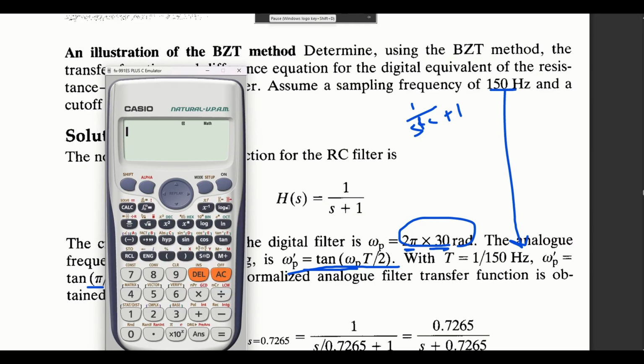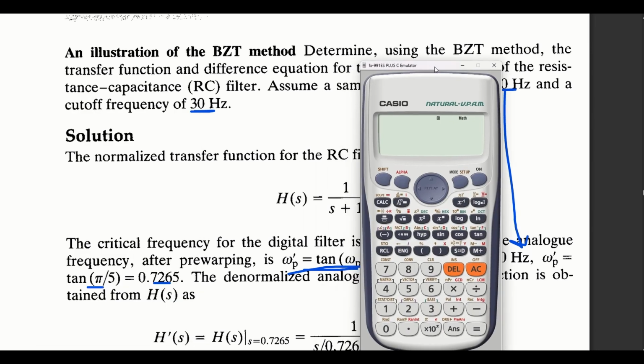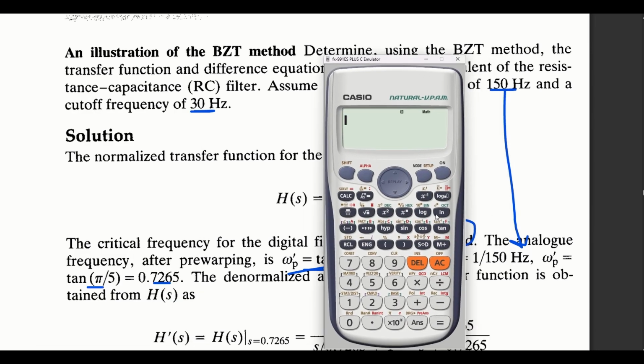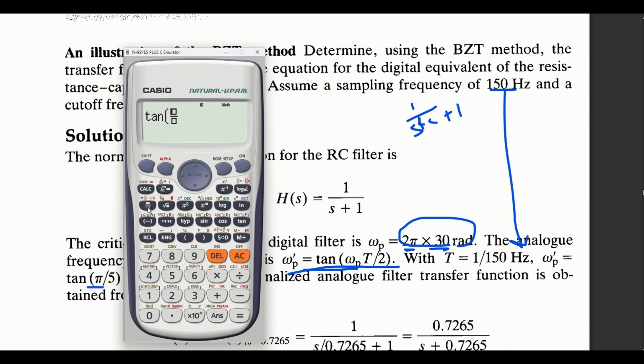Since I'm still in degrees, I'll have to be evaluating. Let me see. It's supposed to be tan of omega p, and omega p is 2 pi times 30. So 2 pi times 30, and T is 1 over 150. Then all over 2, so it will just be times 2 at the denominator.